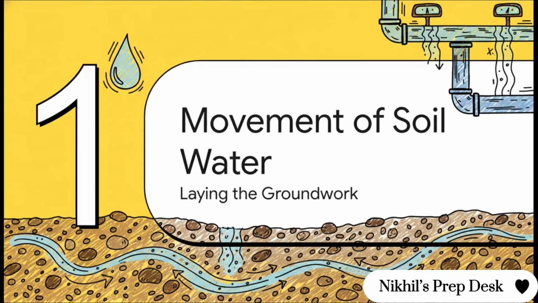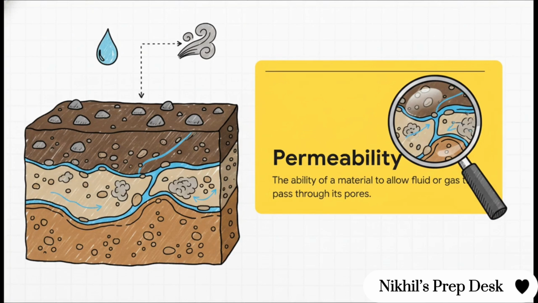Let's lay the groundwork. Everything really starts with understanding that soil and rock aren't entirely solid. They're what we call a porous media, which just means they contain tiny pores, or voids. And that brings us to a supercritical concept, permeability. Basically, this is a material's ability to allow fluid or gas to pass through those voids. Think of it kind of like a giant rocky sponge. As long as the pores are connected, the fluid can move right through.